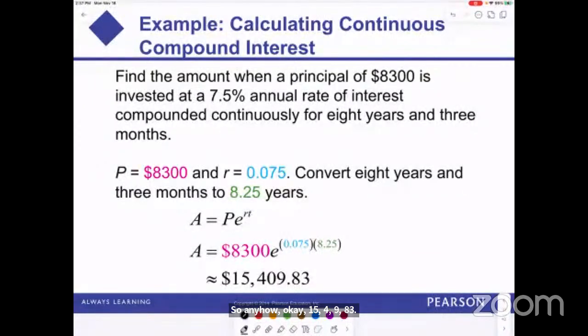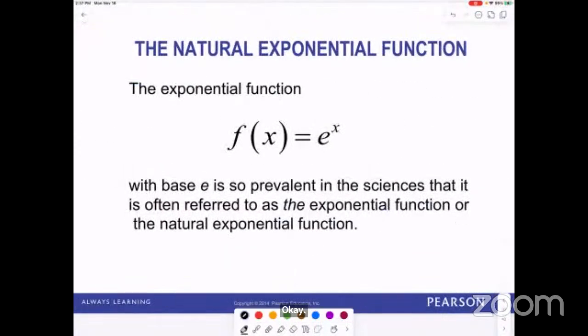So then the natural exponential function, f of x equals e to the x with the base e, is so prevalent in the sciences that it's often referred to as the exponential function or the natural exponential function. E comes from a limit definition as n goes to infinity in calculus. It basically collapses to this number.